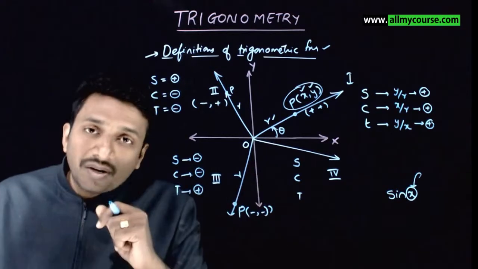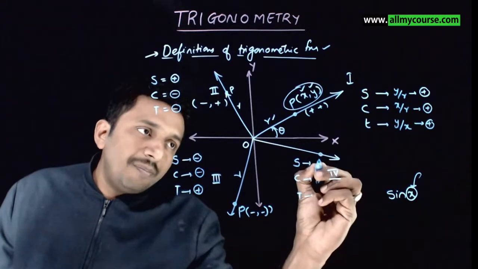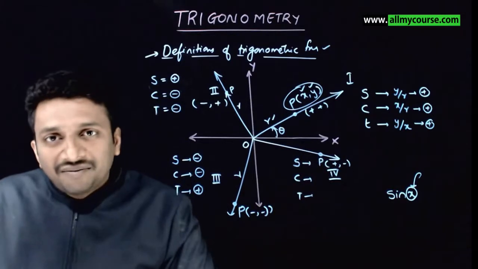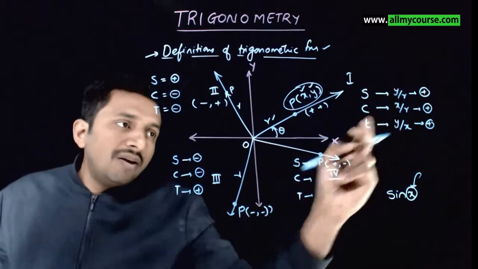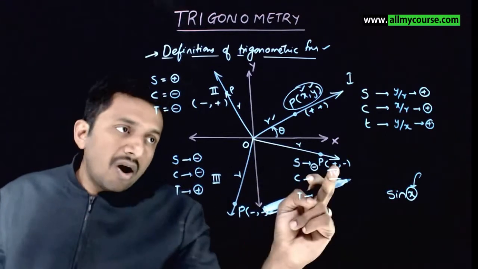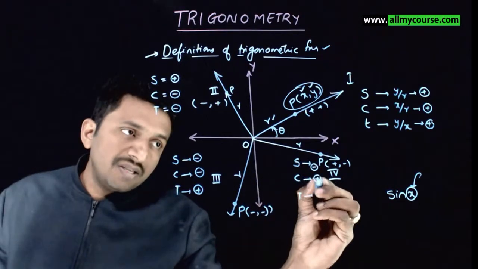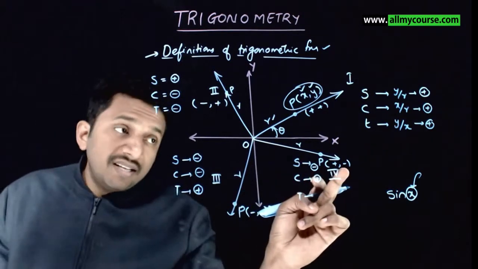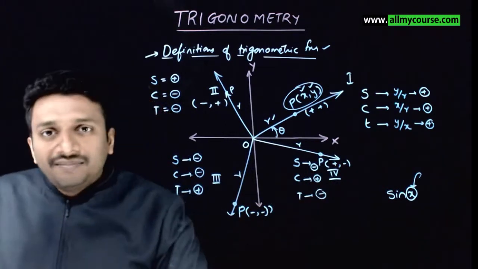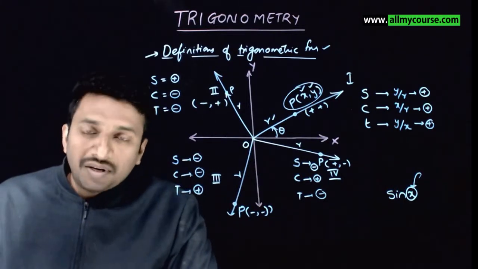Now if you go to the last quadrant, the fourth quadrant. If you take any point P on this ray, the x coordinate will be positive and the y coordinate will be negative. So sine is y coordinate by r, negative by positive, sine is negative. Cos is x coordinate by r, x is positive, r is positive. Positive by positive is positive. And tan is y by x, negative by positive is negative. So these are the signs of trigonometric ratios in all the four quadrants.